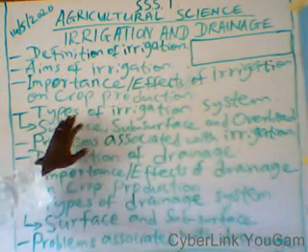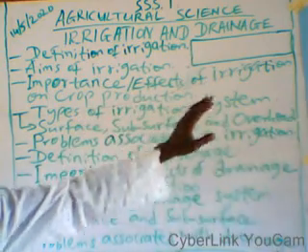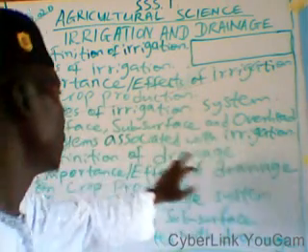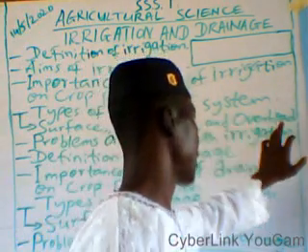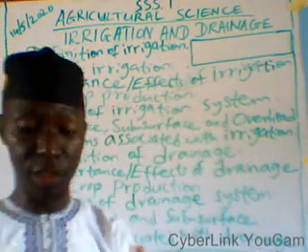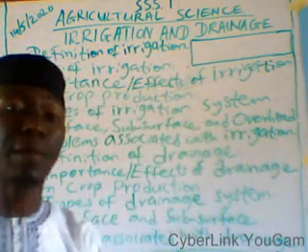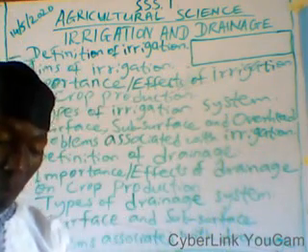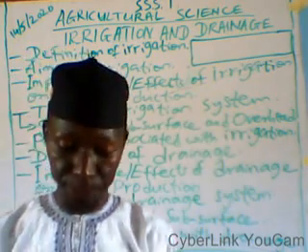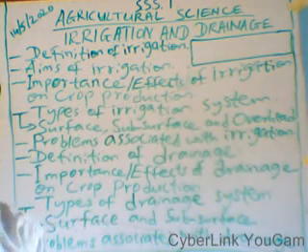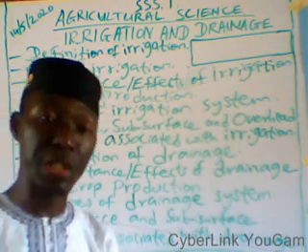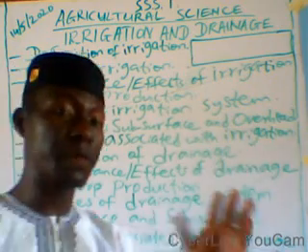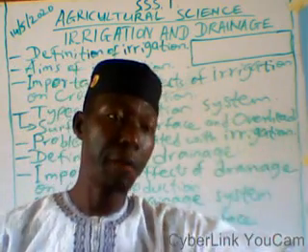We have different types of irrigation system. The first one is the surface irrigation system, then the subsurface irrigation system, and the overhead irrigation system. Each of them has its advantages and disadvantages. What is surface irrigation system? This is the system in which water from streams, dams, and rivers flows along the surface of land into the farm.